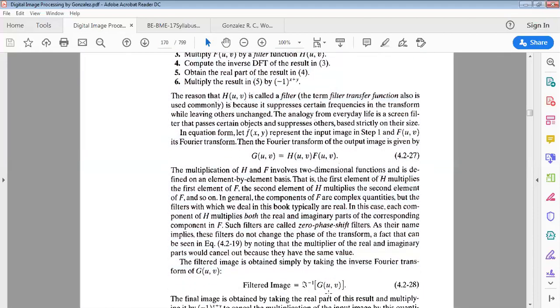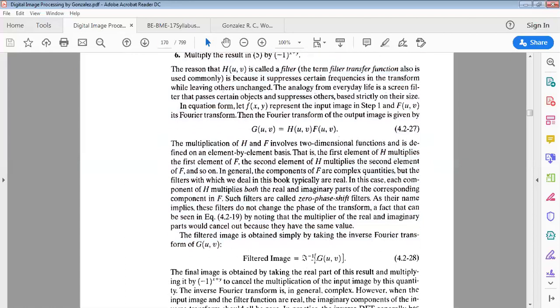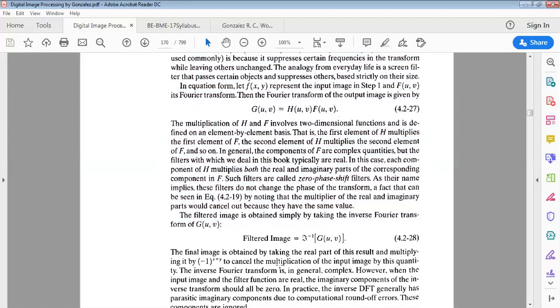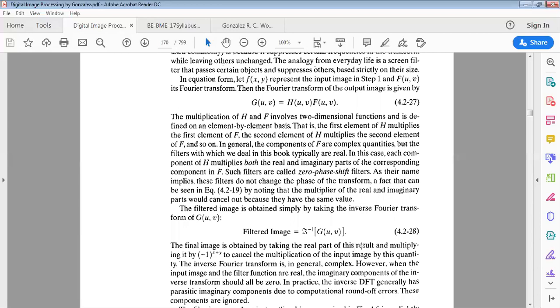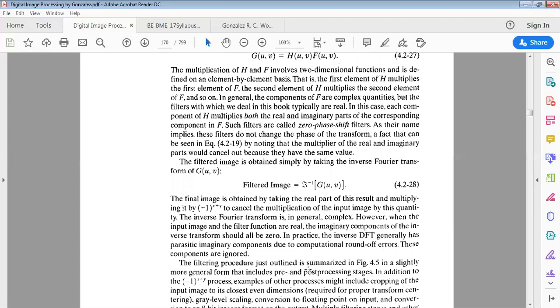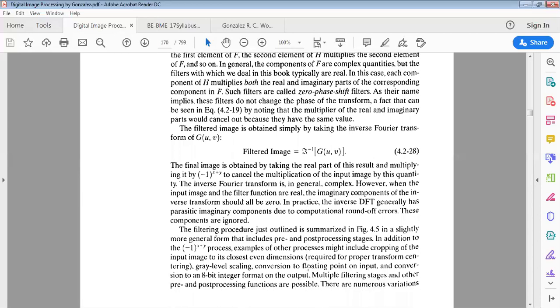The filtered image is obtained simply by taking the inverse Fourier transform of G of uv. The final image is obtained by taking the real part of the result and multiplying it by minus 1 raised to x plus y, to cancel the multiplication of the input image by this quantity. Some of the pre-processing steps may include gray level scaling, conversion to floating point, and so on.